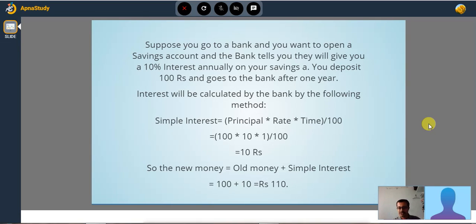The new money which you will be getting with the interest is calculated by the old money plus simple interest. The old money is what you initially deposited, which is 100 rupees, and simple interest is what we just calculated, 10, so 100 plus 10 is equal to 110. This is a very basic example which we face in day to day life. I hope I can make you understand. So in this, we just have to remember this formula, principal into rate into time whole divided by 100. This is the prime formula we have to remember.